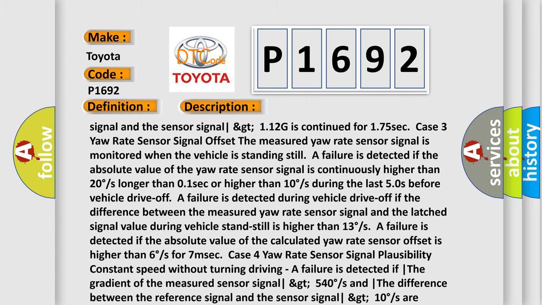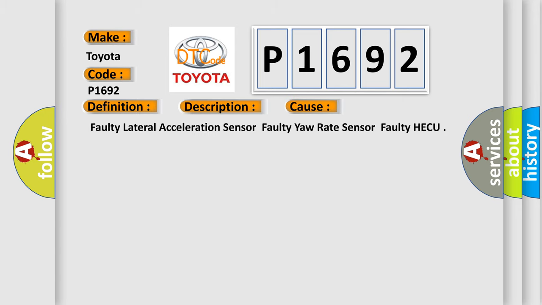This diagnostic error occurs most often in these cases: faulty lateral acceleration sensor, faulty yaw rate sensor, faulty HECU.